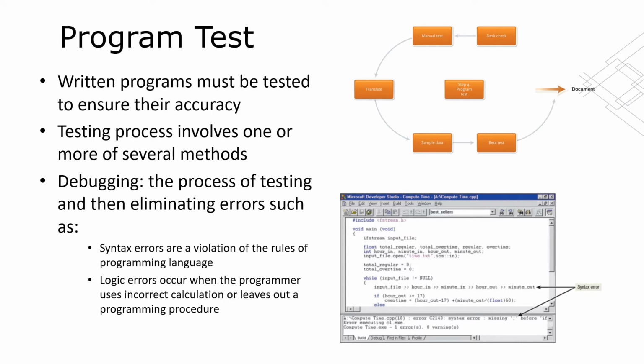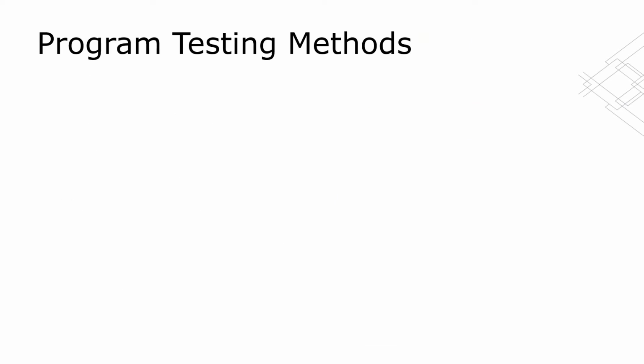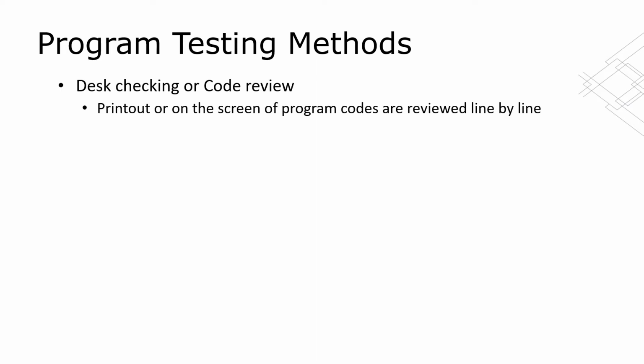Logic error cannot be detected by the translator or by the programming language. Logic error occurs when the programmer uses incorrect calculation or leaves out a programming procedure. There are several methods in testing a program. The first one, desk checking or code review. Printout or on the screen of program codes are reviewed line by line.